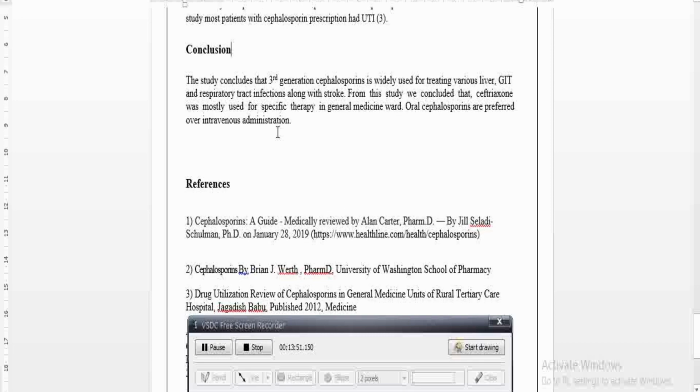Okay, now comes conclusion. The study concludes that third generation cephalosporin is widely used for treating various liver, GIT, and respiratory tract infections along with stroke. From this study, we concluded that ceftriaxone was mostly used for specific therapy in general medicine ward. Oral cephalosporins are preferred over intravenous administration.